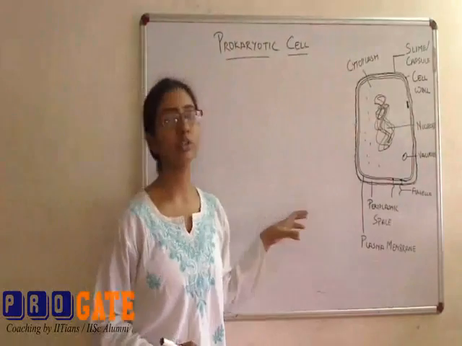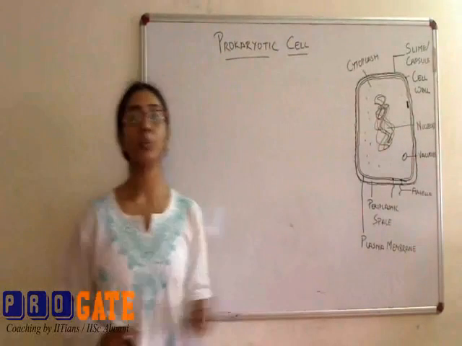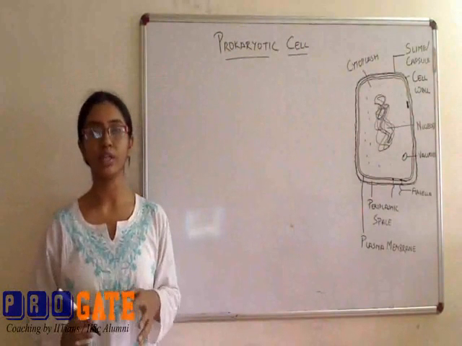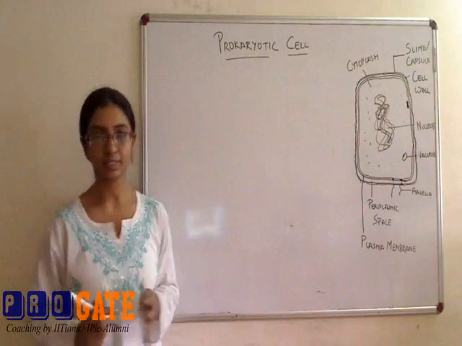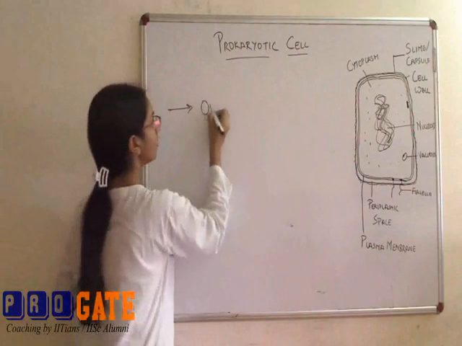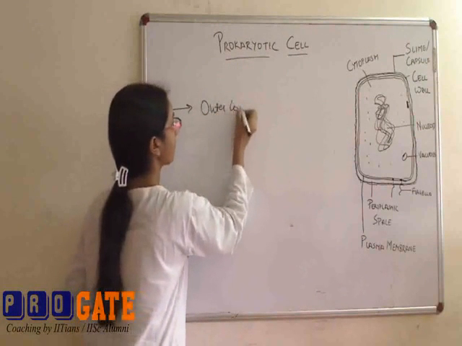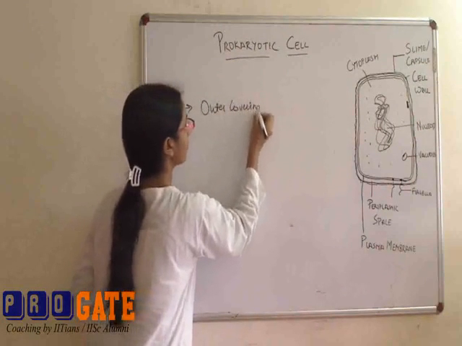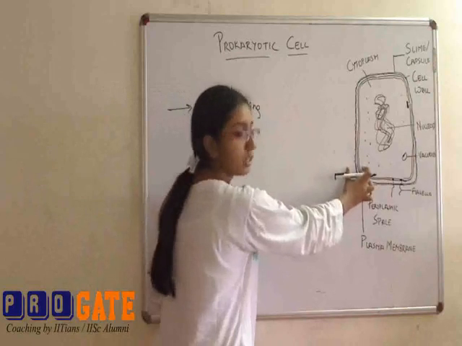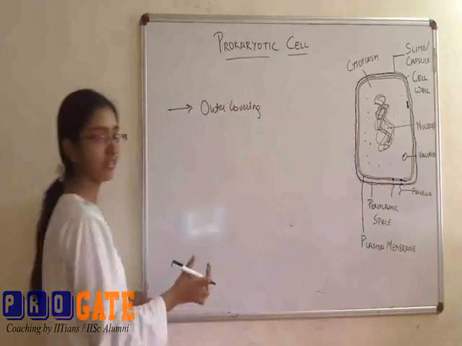Before we move on to the cell, we need to understand that any basic cell, whether prokaryotic or eukaryotic, needs to have three basic things. What are the three basic things? The first is the outer covering. In this case, this entire portion would be covered by your outer covering.